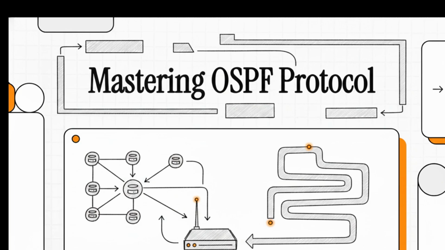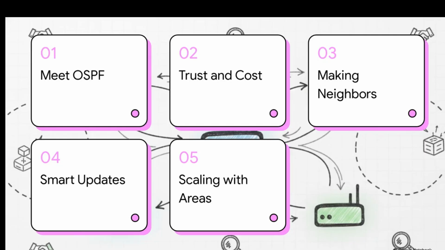If you've ever found yourself wondering how data actually manages to find its way through the massive, confusing labyrinth of corporate networks, well, you are in exactly the right place. We've got a lot of ground to cover today, from meeting OSPF and understanding how it calculates trust, to making network neighbors, handling updates efficiently, and finally, scaling the whole thing up with areas. Let's just jump right in.